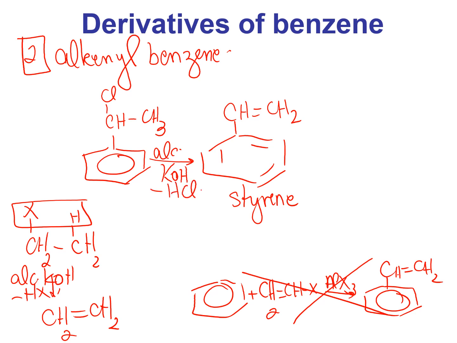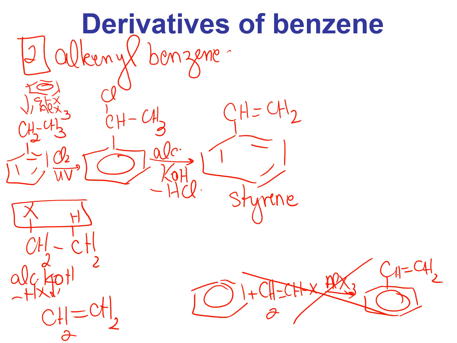How do you synthesize this compound? You can actually prepare it from ethyl benzene by free radical halogenation or substitution of the alkane. And how do you synthesize this ethyl benzene? From benzene using ethyl halide in presence of Lewis acid. So you have just synthesized it starting from a regular benzene molecule.